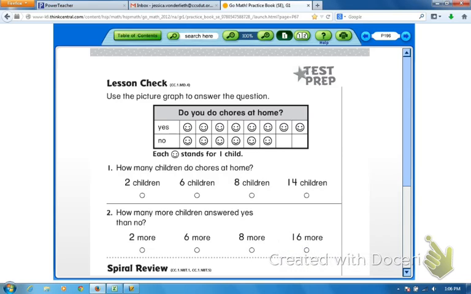Number 2, how many more children answered yes than no? That's comparing. That's when we take the yeses, subtract the no's. 8 take away 6 is 2, so it's 2 more. And at the bottom is the spiral review.